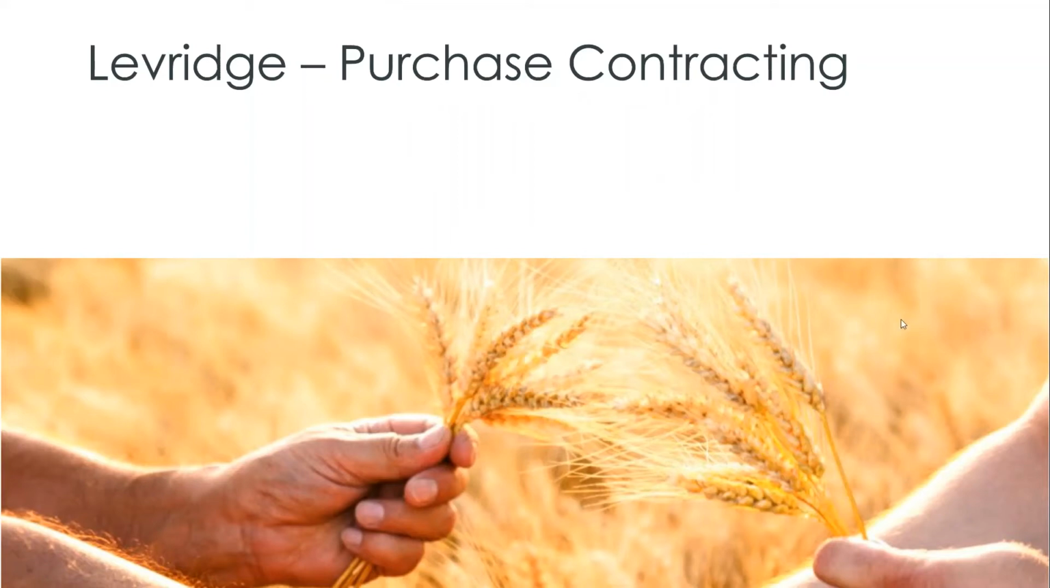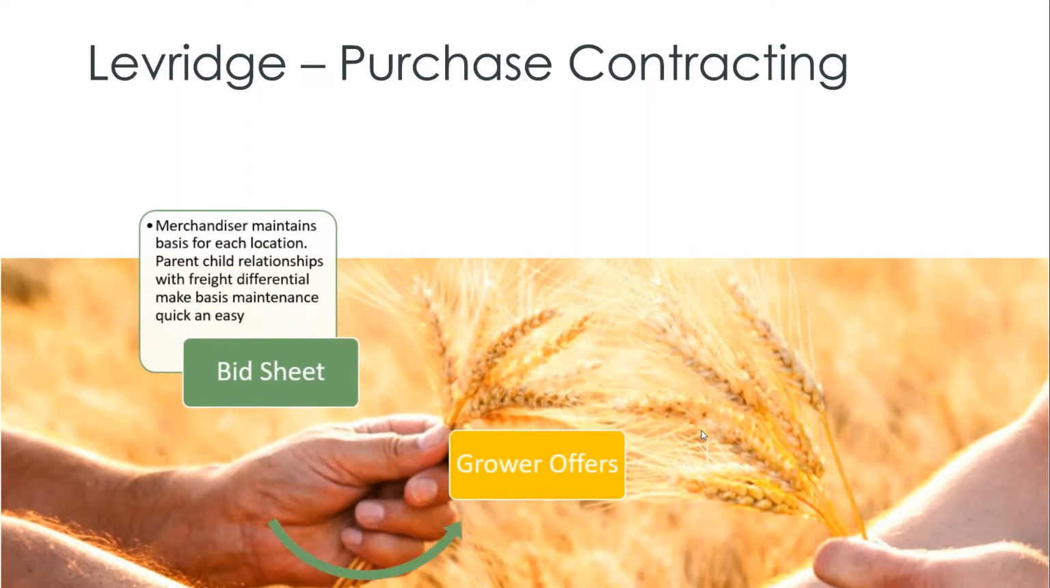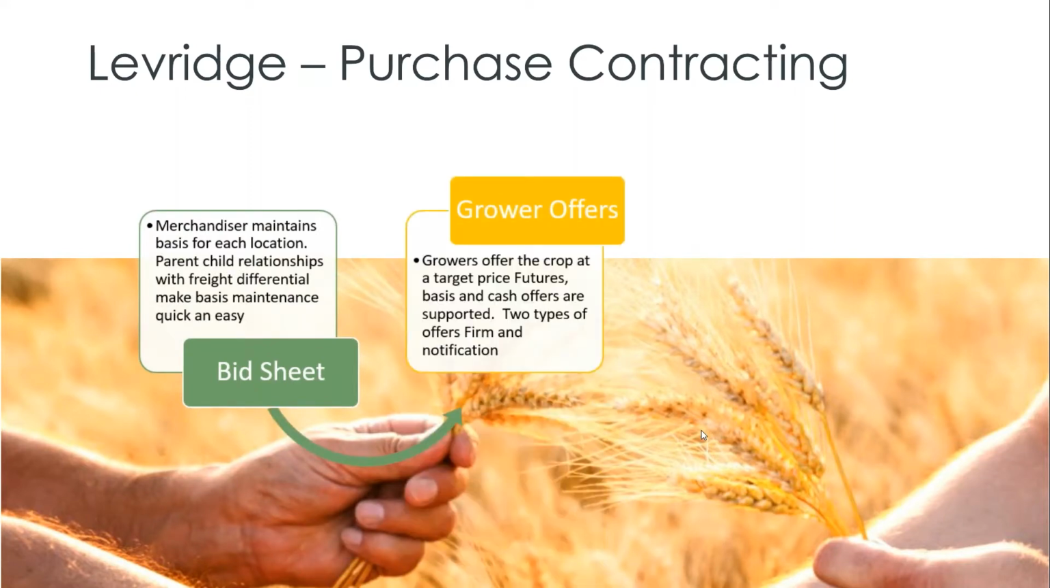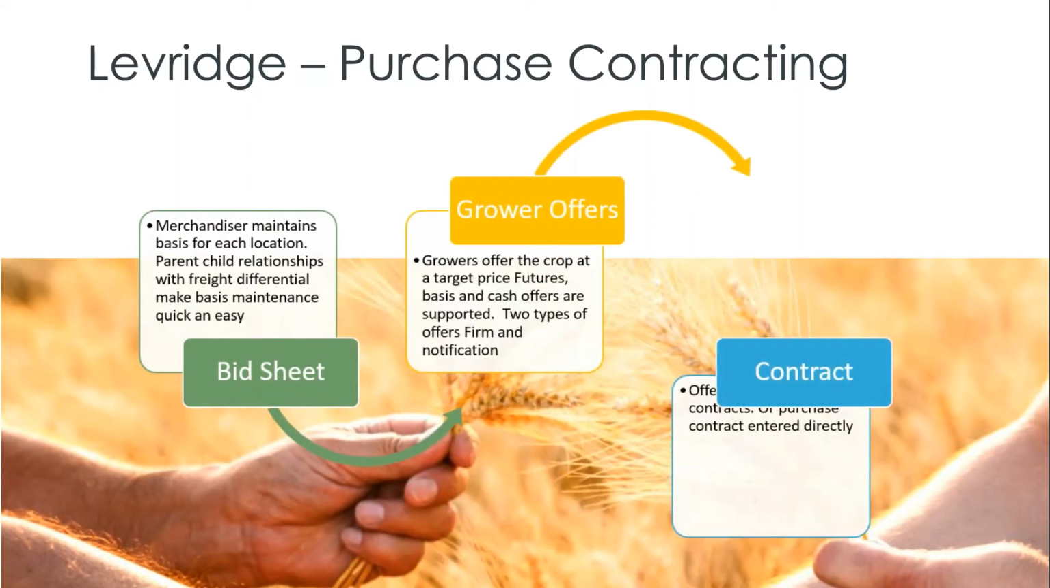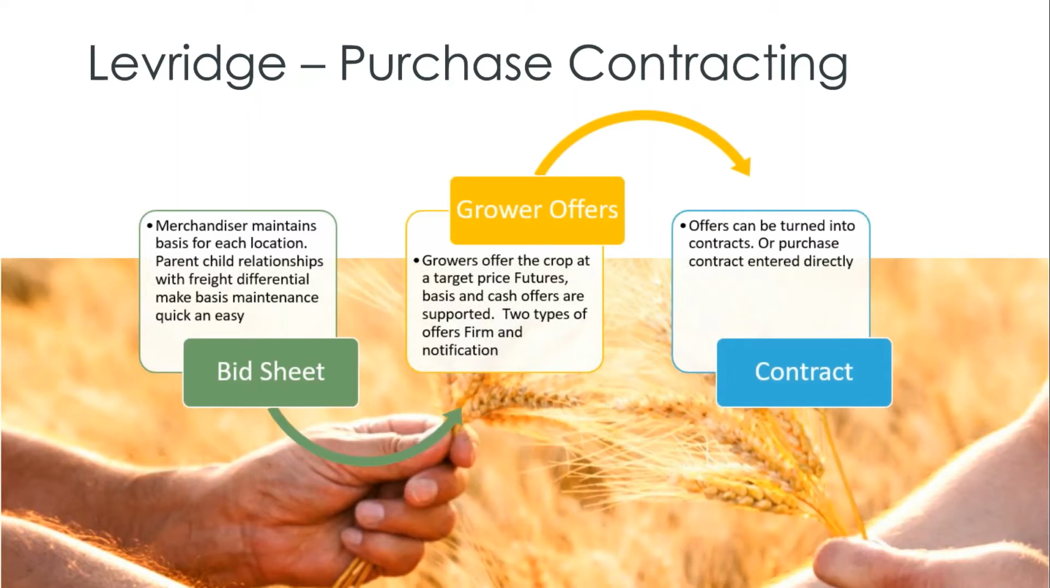Okay, let's talk first about the purchase contracting piece. This slide builds, so if you could click it, it all starts with a bid sheet, and a bid sheet is a way to list the prices that you're paying for grain currently. We keep a basis at each location, and we use a parent-child relationship with freight differential to make maintaining that basis quick and easy, and we'll get a look at that today.